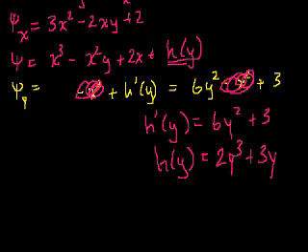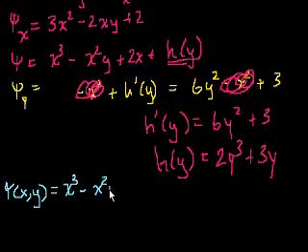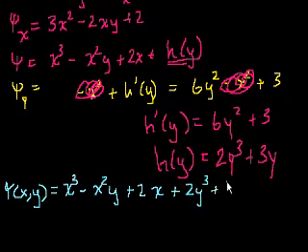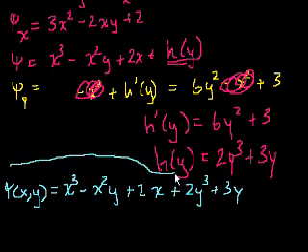So what is our function xi? I'll write it in a new color. Our function xi as a function of x and y is equal to x to the third minus x squared y plus 2x plus h of y, which we just solved for. So h of y is plus 2y to the third plus 3y. And then there could be a plus c there, but you'll see that it doesn't matter much.